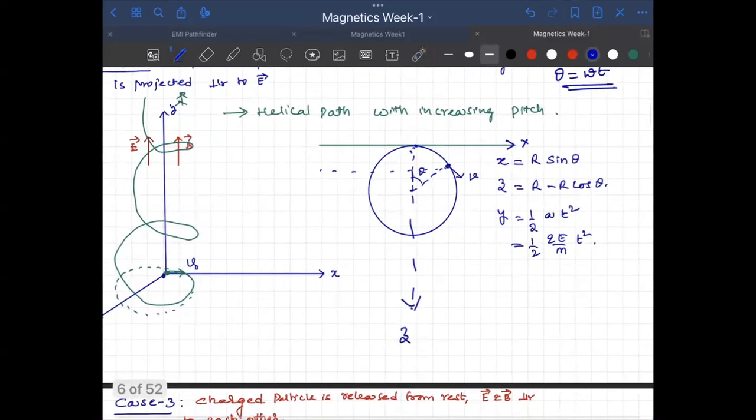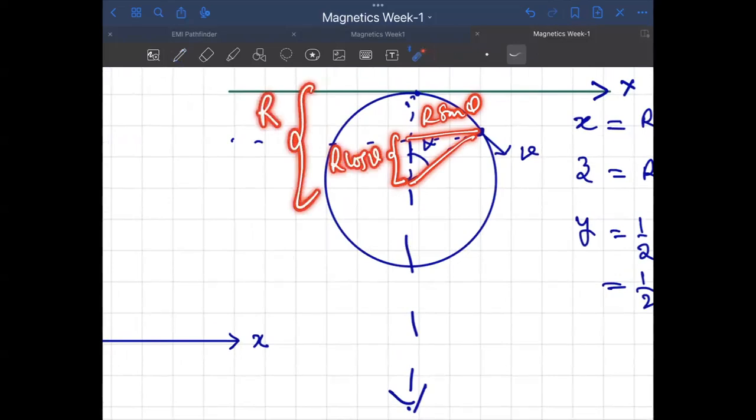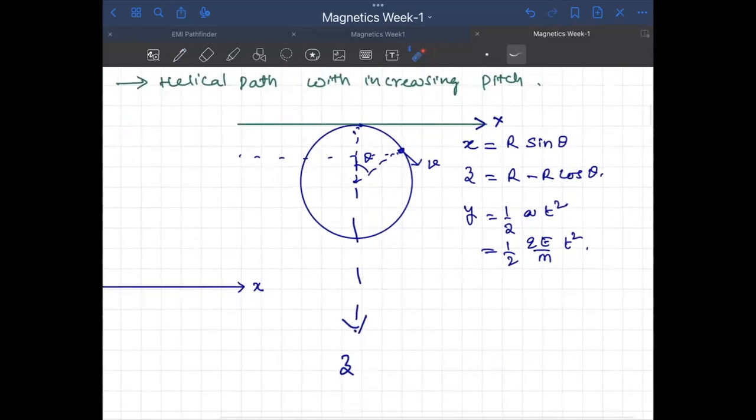Now, what about the z component? This distance is r cos theta. This is r sin theta, this is r cos theta, and the total distance is r. This is the z coordinate. So what is z? z is r minus r cos theta.